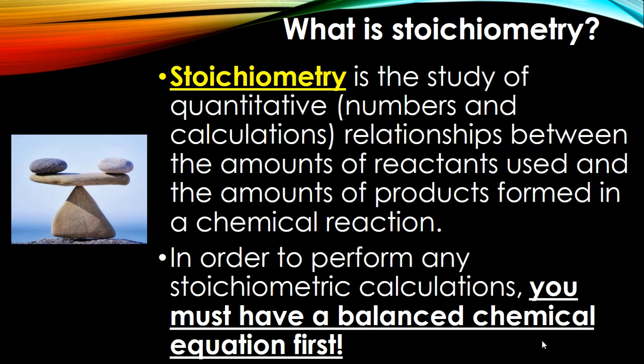So the reason that we need to balance equations really comes from the purpose for stoichiometry. Stoichiometry is the study of quantitative, which just means numbers and calculations, relationships between the amounts of reactants used and the amounts of products formed in a chemical reaction. So it just is looking at the amount of stuff you start with, the amount of stuff that you end with, and the relationships between those things. In order to perform any of those calculations, you must first have a balanced chemical equation.